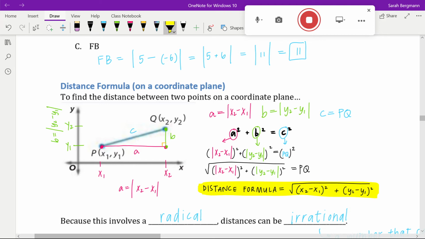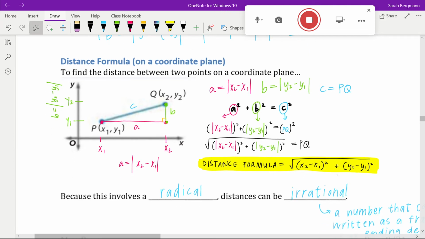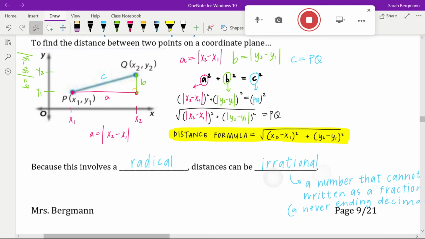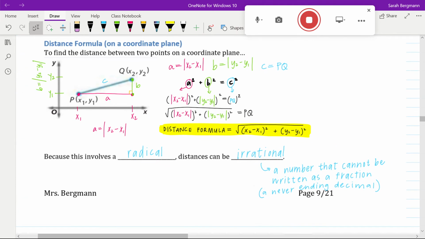Alright, because this involves a square root or a radical, that means that distances can be what's called irrational. An irrational number is a number that cannot be written as a fraction. Basically, it just means that it can be a never-ending decimal.